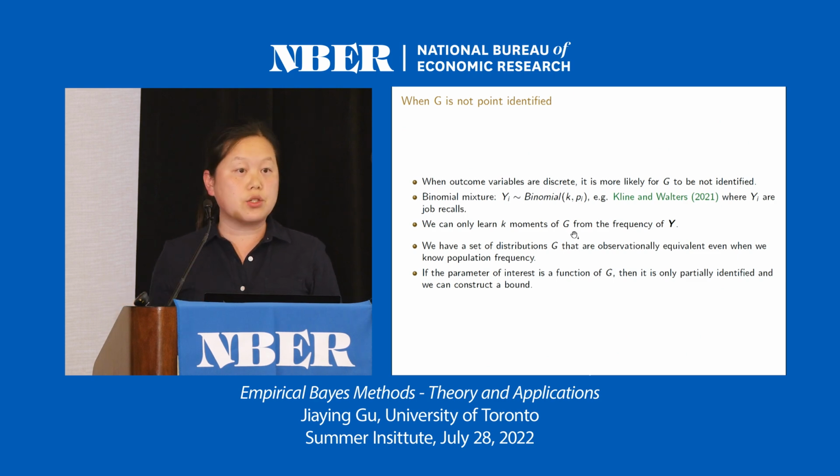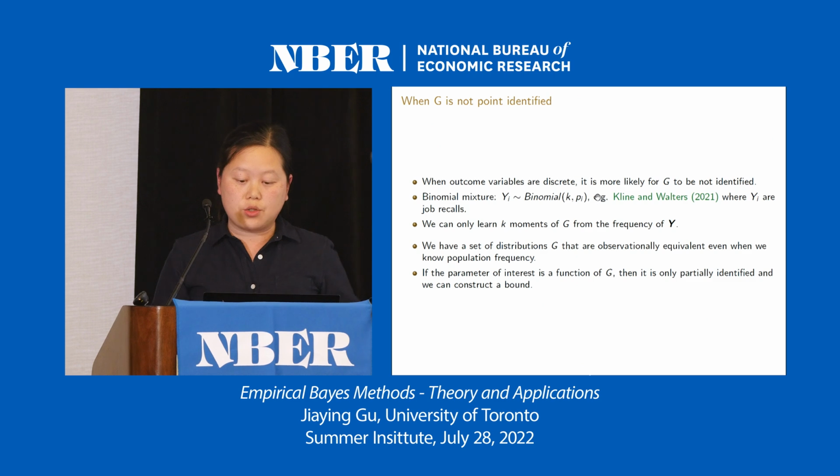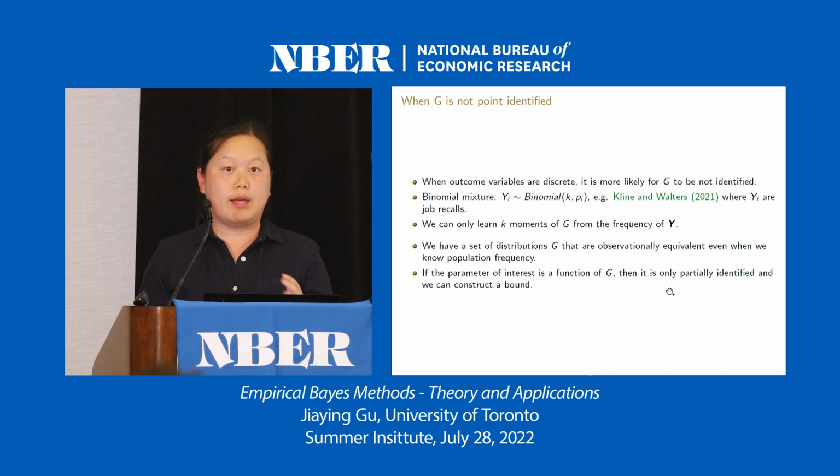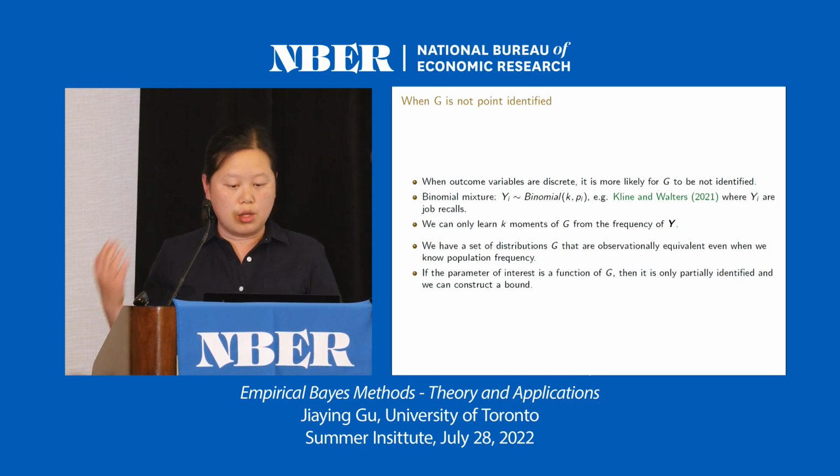We're going to have a collection of G that are observationally equivalent. And if our parameter of interest is a functional of G, like in their applications, the posterior mean of p given yi, for instance, then it's only going to be partially identified, and we are supposed to construct a bound on that. So that's more advanced, on how to leverage these non-parametric techniques to come up with a bound.